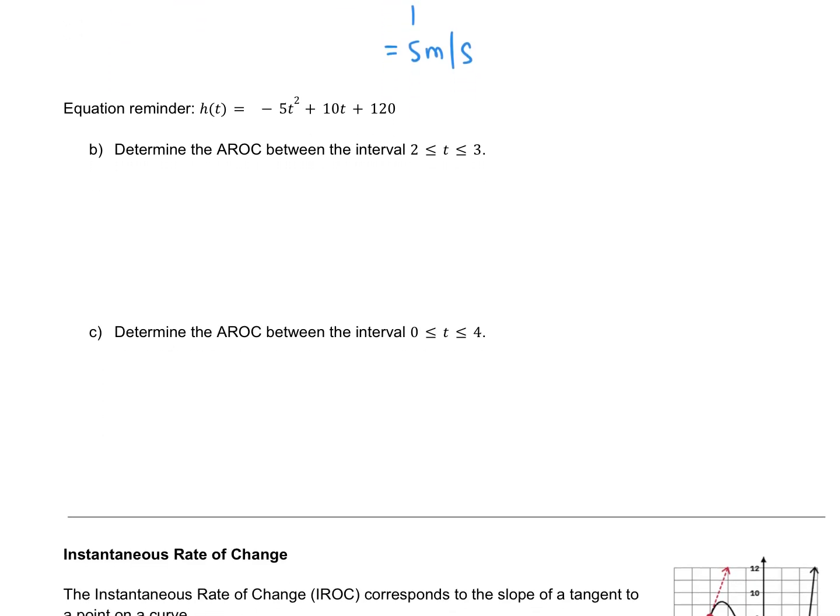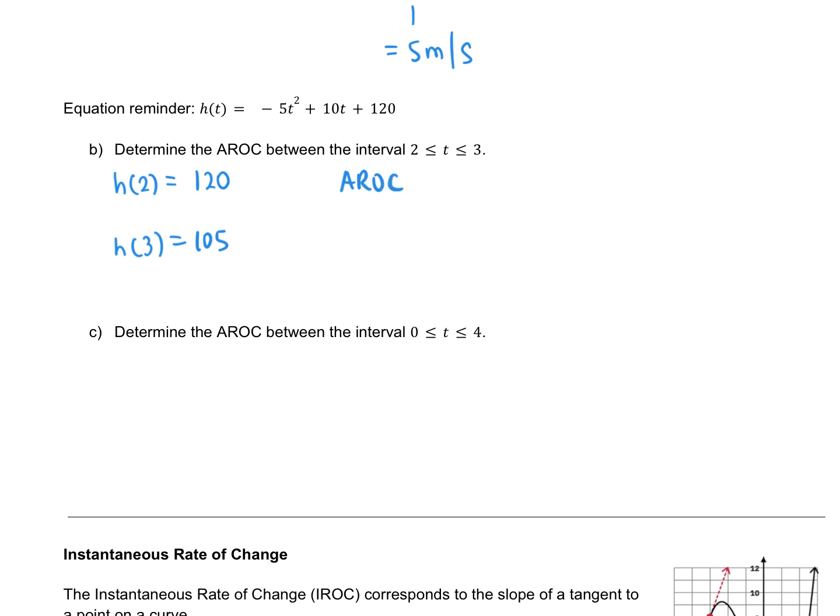Let's try from 2 to 3 seconds. So we need h at 2 and we need h at 3. So h at 2, when you plug 2 into both of those t's, punch it into your calculator or do mental BEDMAS math, we get 120 meters. When you plug in 3, so negative 5 times 3 squared plus 10 times 3 plus 120, we get 105.